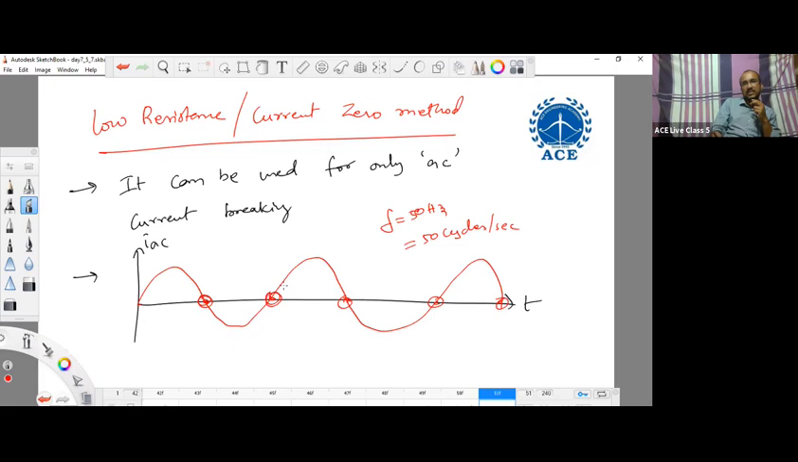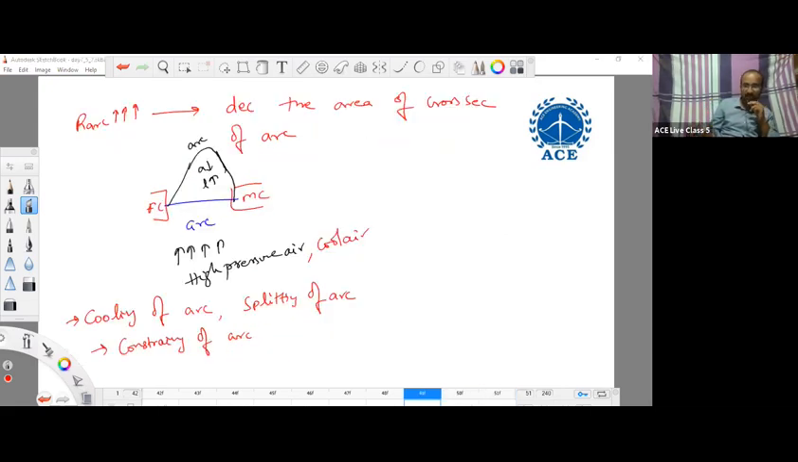At this current zero point, if you can maintain the absorption rate of electrons greater than the releasing rate of electrons, the arc is being quenched. But this is not suitable for breaking DC current, because in case of DC, natural current zero points are not available. So this low resistance or current zero method is applicable only for AC current breaking. I think you got this. So these are the methods of arc quenching.